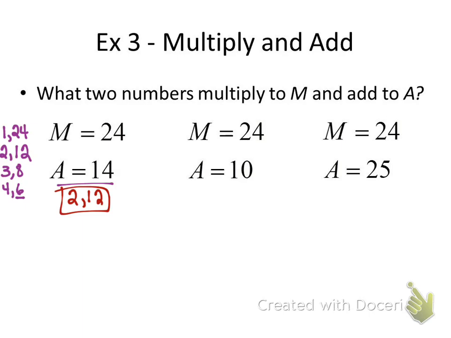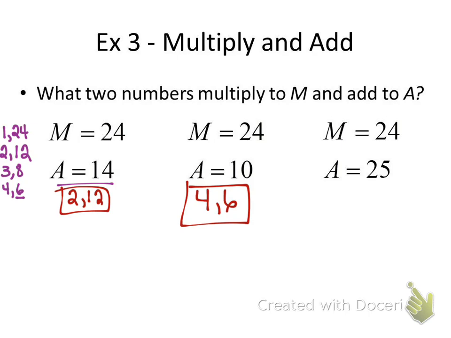So the M is 24. We already found the factor pairs of 24. Now out of those factor pairs, what can I add together to equal 10? Because my A is 10. Which of those factor pairs can I add together to get 10? 2 and 12 would get me to 14. 4 and 6, yeah. So the factor pair of 4 and 6 I could add together and the sum would be 10. Now they wrote it in the wrong spot. Gotta rewrite.